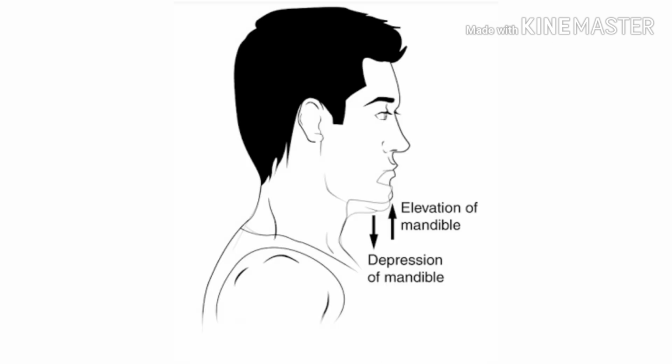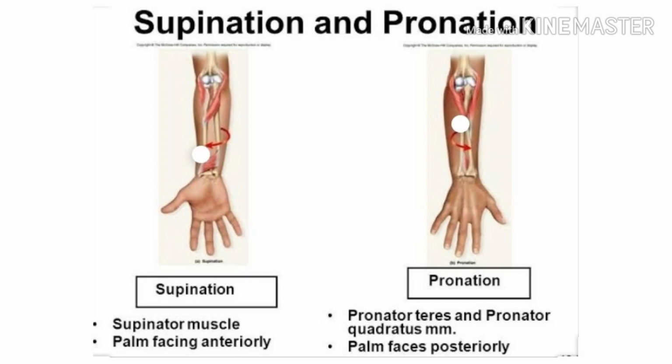Elevation. Rising or moving a body part toward the cephalic end is termed as elevation. Depression. Lowering or moving a body part caudally is termed as depression. Supination. It is the lateral rotation of forearm so that the palm comes to face anteriorly or forward. Pronation. It is the medial rotation of forearm so that the palm comes to face backward.